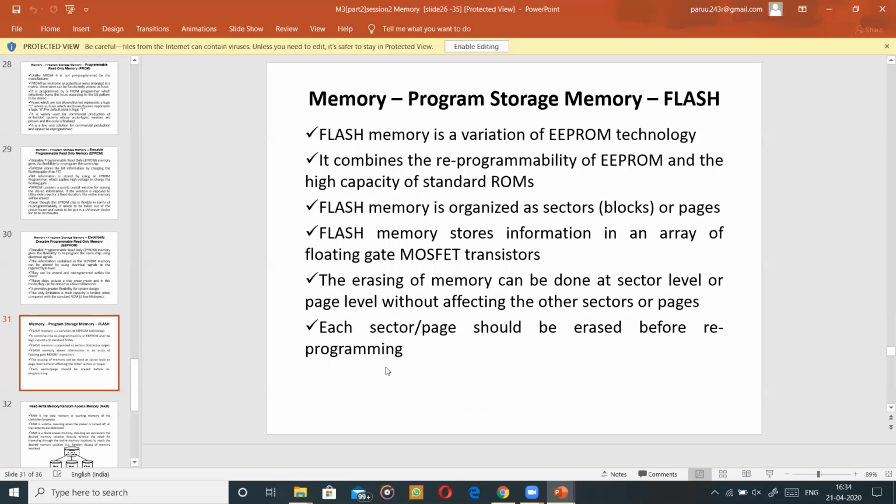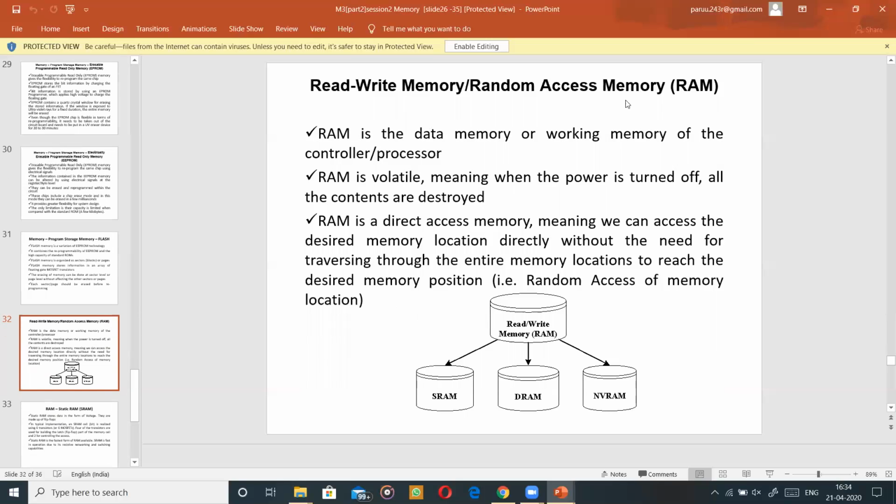So now let's go to the next slide. Coming to RAM. So RAM, random access memory. RAM is a volatile memory. All of you know, when the power is turned off, the data will get destroyed. So we can access the desired memory location directly without the need of traversing through the entire memory location.